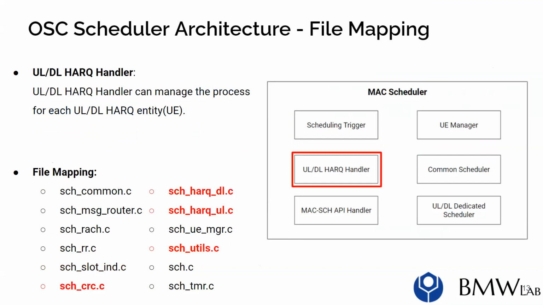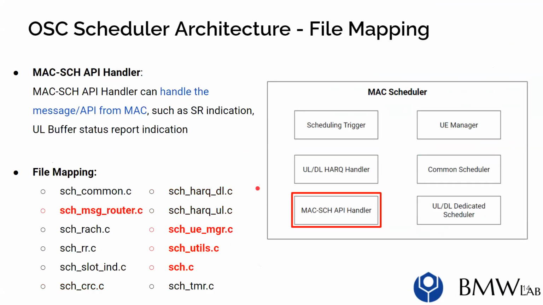This component can manage the process for each downlink and uplink HARQ entity. And what is the HARQ entity? It means the entity for which the UE needs to do the HARQ. It can be called the HARQ entity. So it can also do the file mapping in the whole OSC high folder, scheduler folder. Okay.